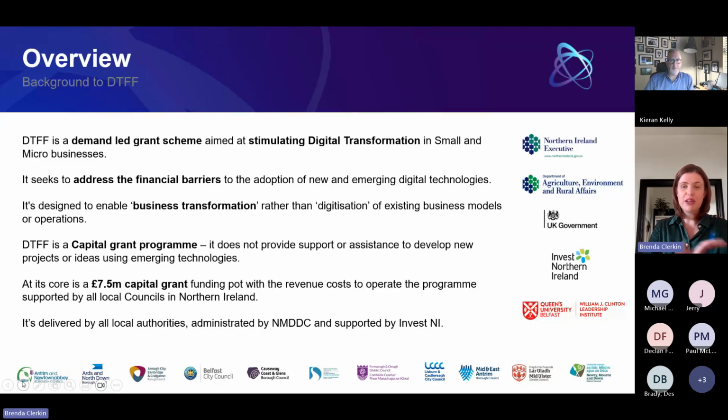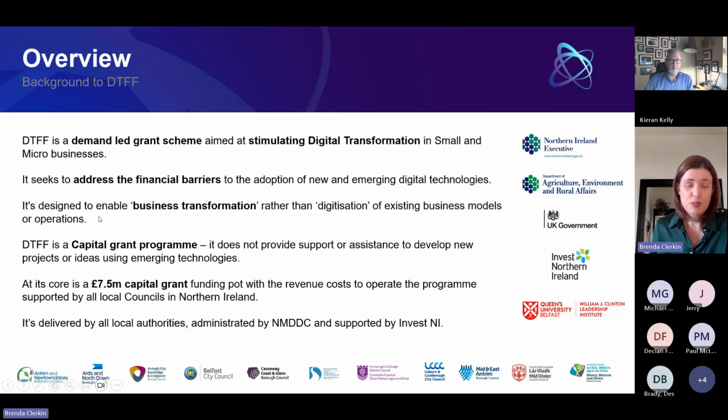Just starting off then with a bit of background around the Digital Transformation Flexible Fund itself. It's a demand-led grant scheme, and it's all around trying to develop small and micro businesses in the space of digital transformation. It's really there to help address any financial barriers for this particular group of organizations, so they can get the benefit of digital transformation as much as any other business.